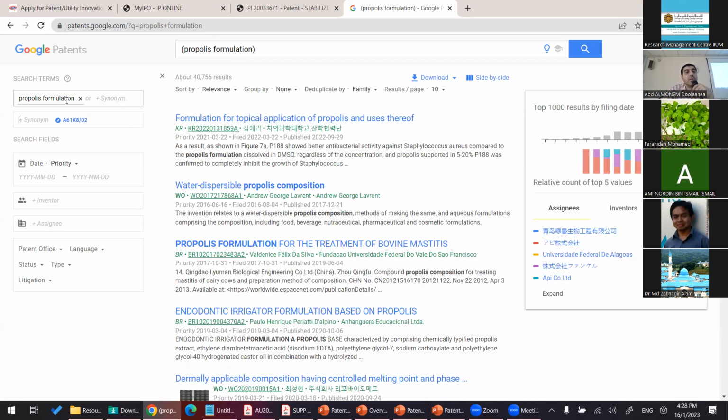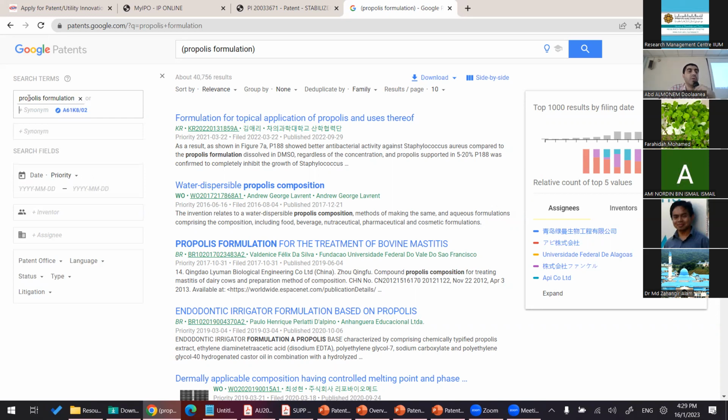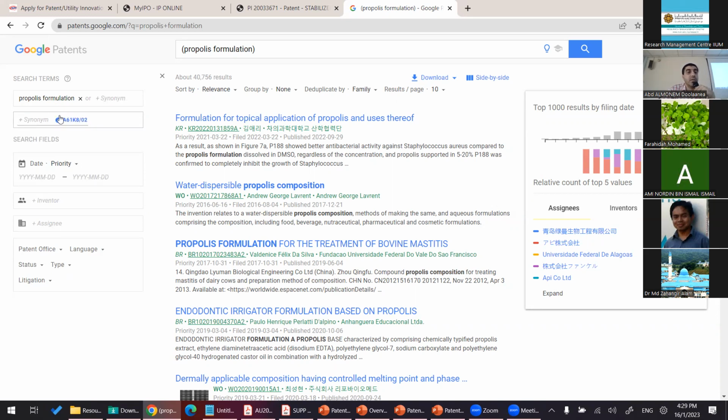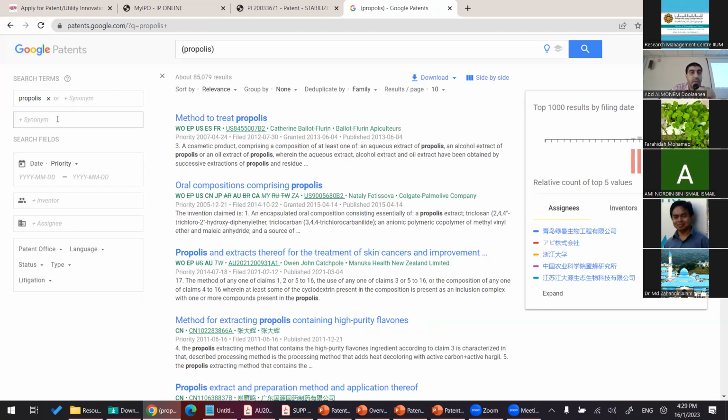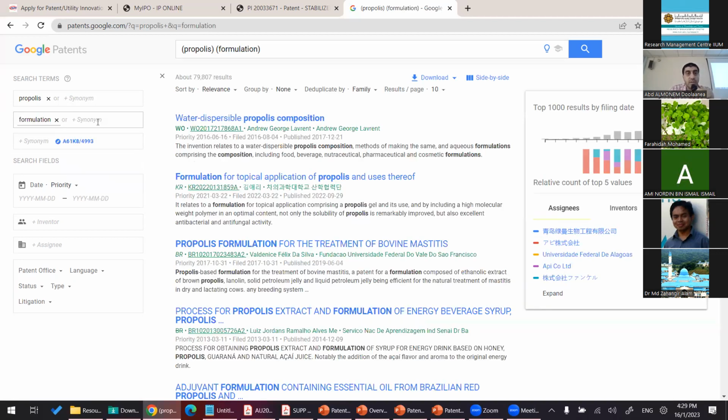So for example, propolis formulation, if you add more, it means more. Here it looks for propolis and formulation, 2 words, or you can add more here. If you add another line, I think it means AND. For example, if you look for propolis, now it's 40,000, 85,000. If we add AND formulation, 79,000, because it has propolis and formulation, 2 words.